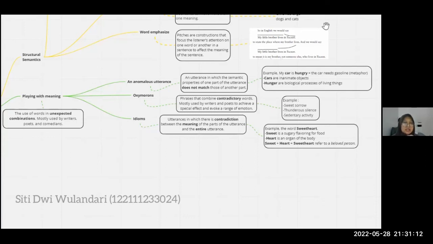The last one is idioms. These are utterances in which there is a contradiction between the meaning of the parts of the utterance and the entire utterance. For example, the word sweetheart is a combination of two words, sweet and heart, where sweet is a sugary flavoring for food and heart is an organ of the body. But when these two words are combined together, it refers to a beloved person, which has nothing to do with what the morphemes of the word sweetheart mean individually.